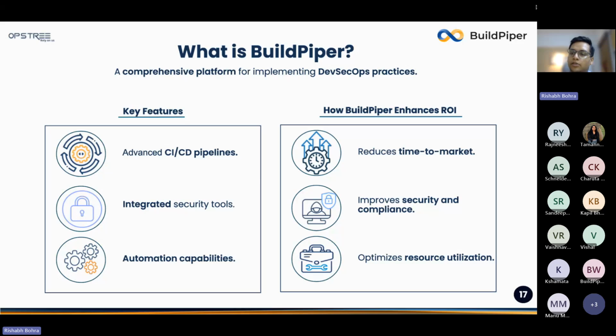And BuildPiper can also be deployed on a Kubernetes cluster. So essentially, you could work with the Kubernetes native CRDs and the resource sets that are there, and then you can get BuildPiper up and running on Kubernetes itself. So it can be deployed both on a VM, and it could also be deployed on a Kubernetes cluster.